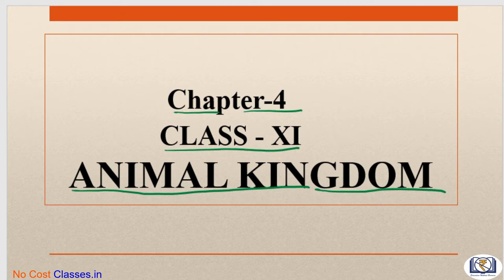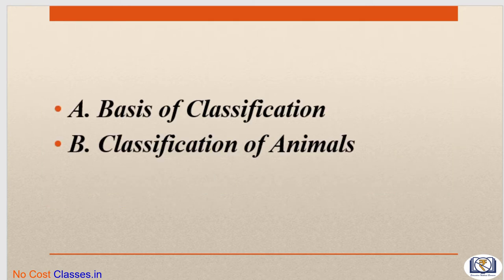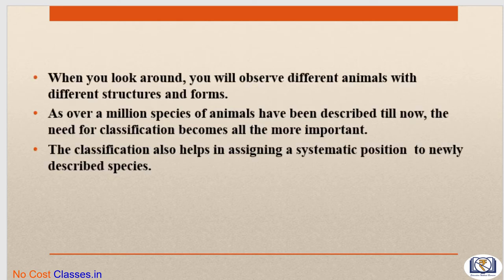First, I'll brief about what we are going to do here. The basis of classification: on what basis, or which characteristics, we have classified the Animal Kingdom, or the scientists have done it. Now, the classification, the particular classification, and the characteristics of the particular phylum present here. We are starting with a general introduction.